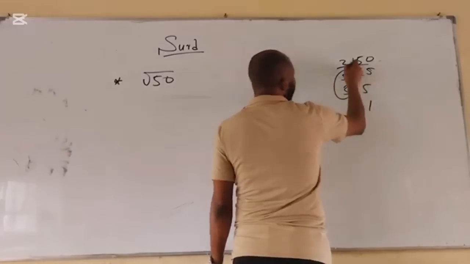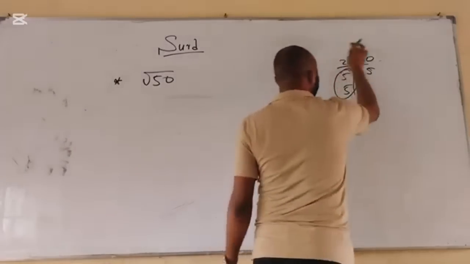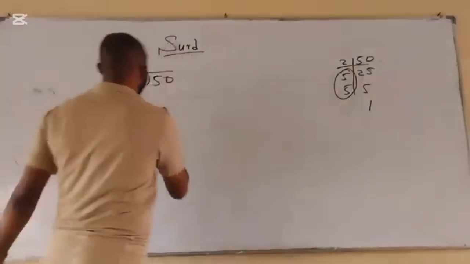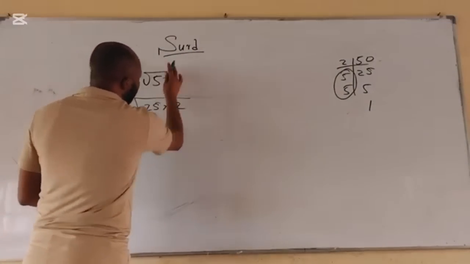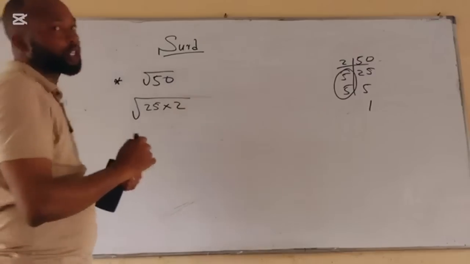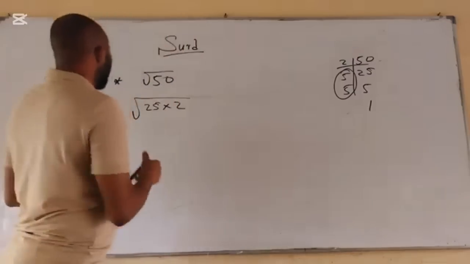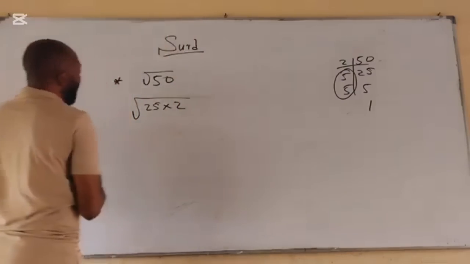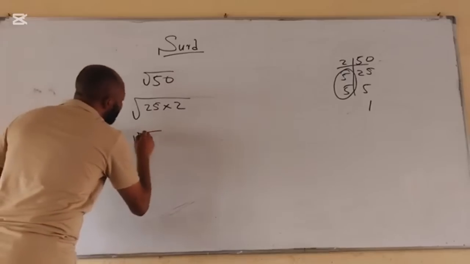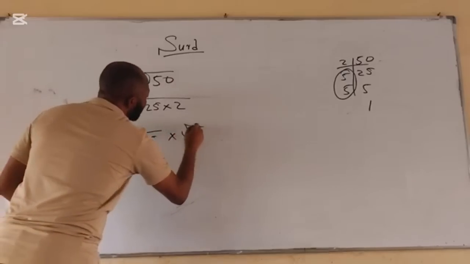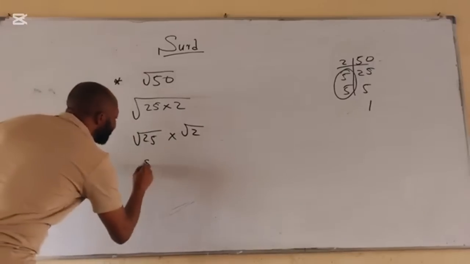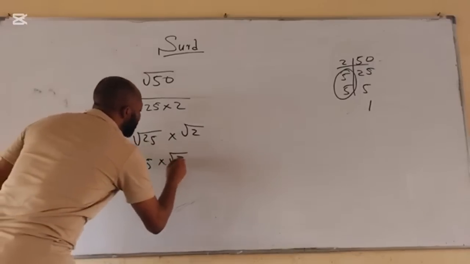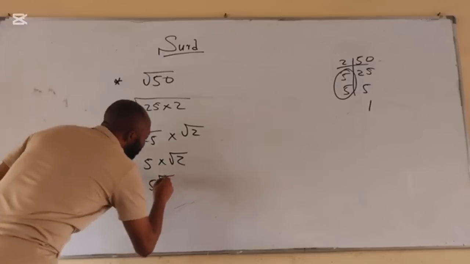So this is the same thing as 25 times 2, which we know that is 50. So I'll come back here and say 25 times 2 is the same thing as root 50. That's the multiplication rule. So if this is true, and I move on to say this is the same thing as root 25 times root 2. And the root of 25 being a perfect square is 5 times root 2. And this is 5 root 2.